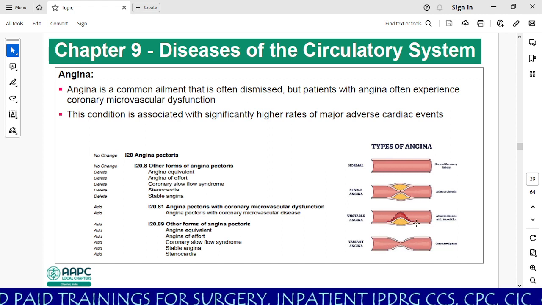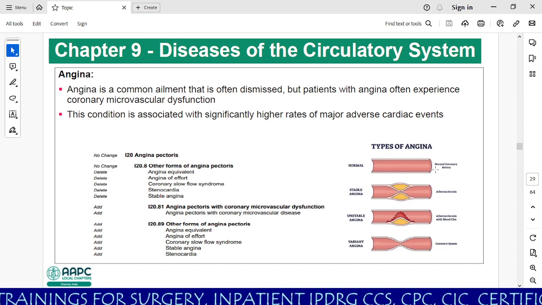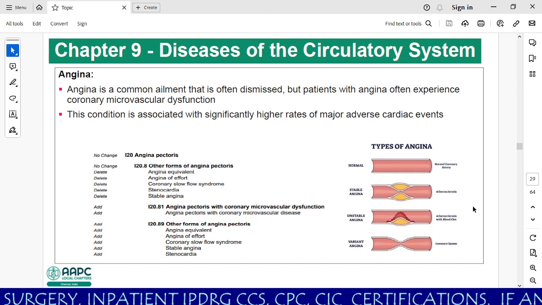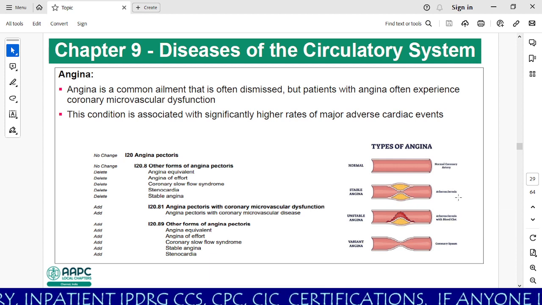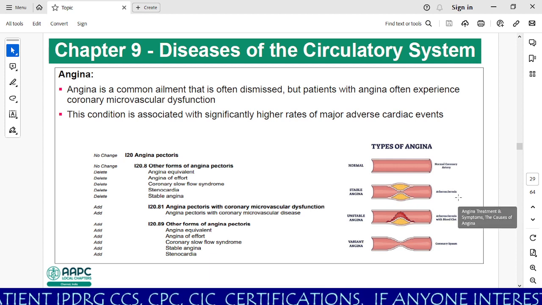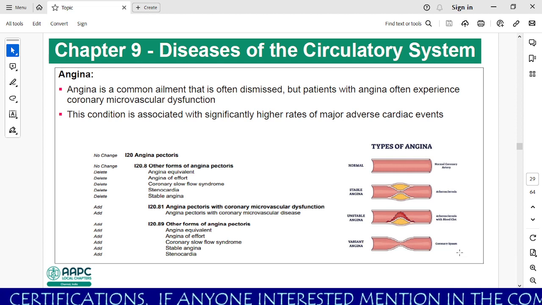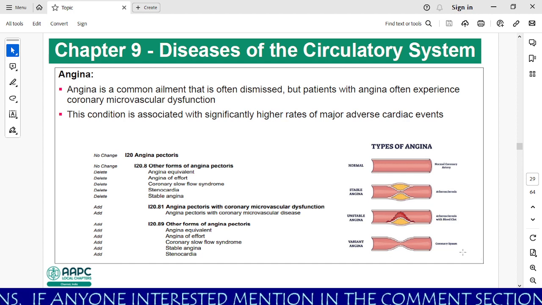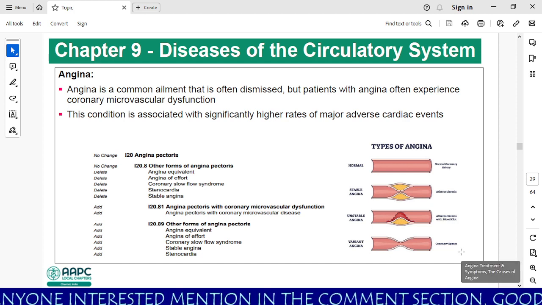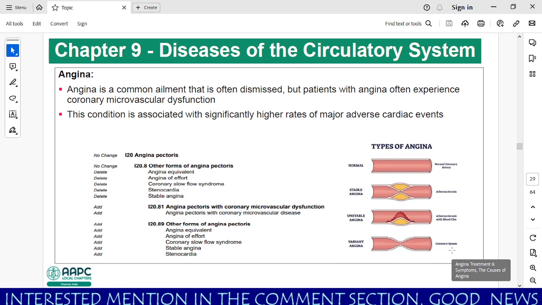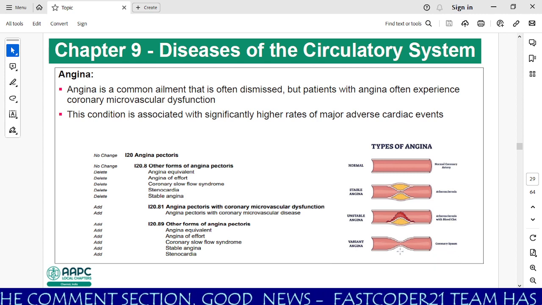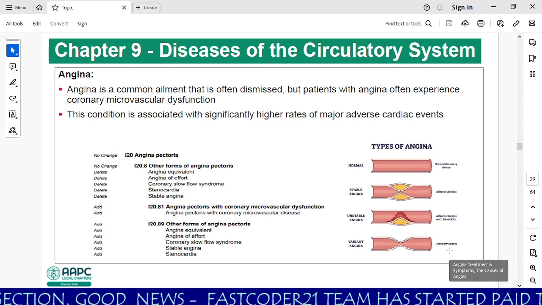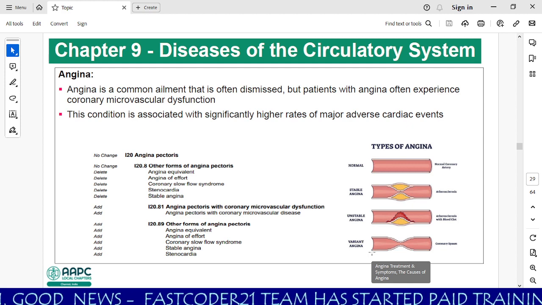So if we check the CMS types of angina, this is the normal coronary artery. If you want to consider it as stable angina, it must have atherosclerosis. If it is unstable angina, the patient will have atherosclerosis with blood clot. If it is variant angina, this is complete coronary obstruction. So if we want to consider variant angina, we need to check the documentation for coronary spasm. If the patient has coronary spasm, we need to consider it as variant angina.